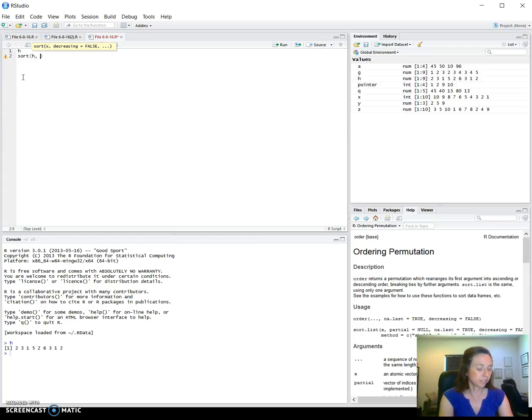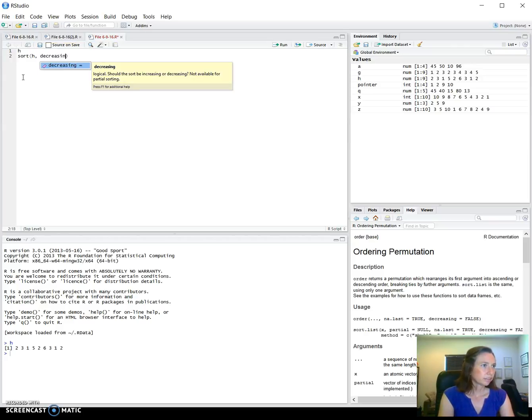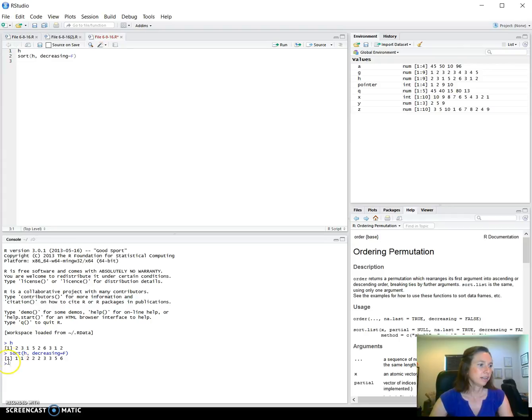Again, this is the first edition. And even though this is the default, decreasing equals false, I'm going to do it anyway. And there we can see it. It goes ascending, and just to show for sure that it is the default, we'll do the same thing, and there it is.